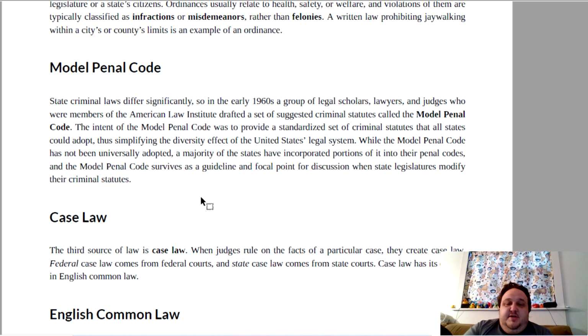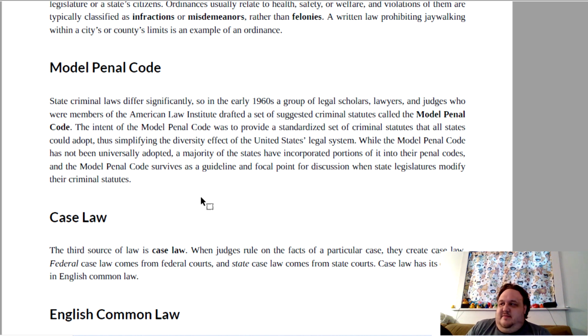So the Model Penal Code, just very short history. In the 1960s, legal scholars, lawyers, judges came up with an idea of a standard set of criminal statutes that all states could adopt and should adopt. And so this essentially became the Model Penal Code. It is just a list of statutes, but these are the ones that you go state to state and they all agree on it.